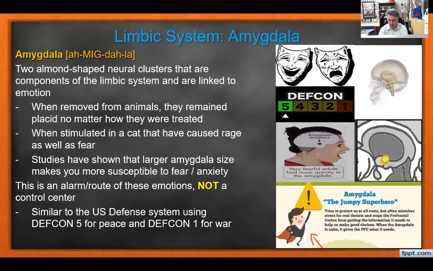If we stimulate the amygdala, then we can sort of make ourselves think we have emotions that may not even be there. Studies have shown that if you have a larger amygdala, you're more susceptible to fear, you're more susceptible to anxiety, and sometimes, especially in times of politics and persuasion and everything else, the amygdala is a very, very effective thing to use by politicians to say fear.